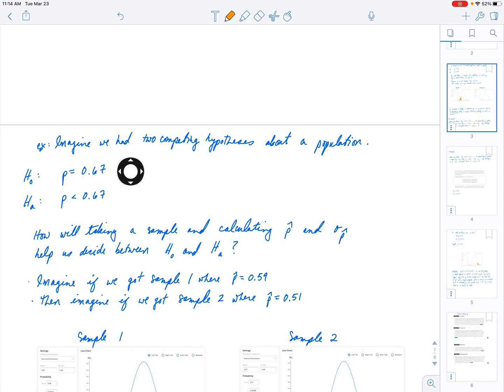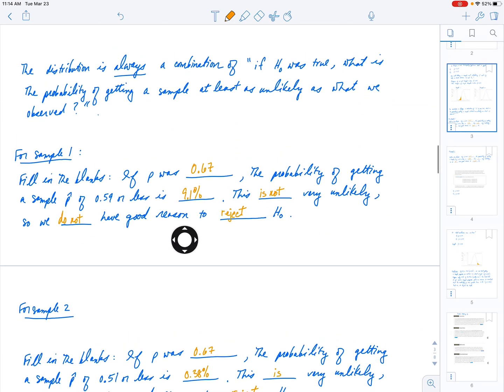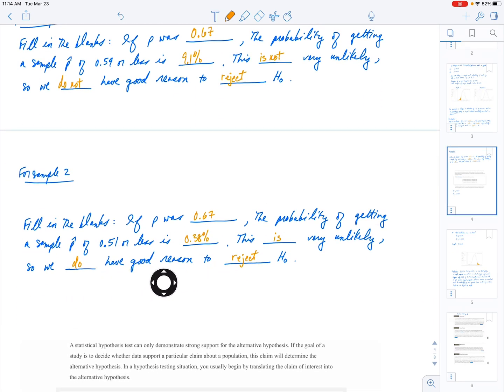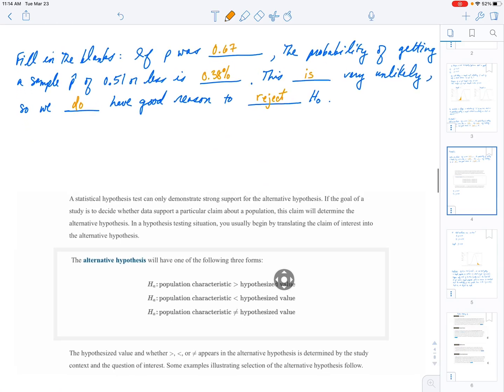And when we reject H naught, that means we have evidence to draw the alternative hypothesis, the competing hypothesis, which is that the population proportion is less than 0.67. So another way I could have said this is, we do have good reason to reject H naught, and conclude the alternative hypothesis. Because that's what happens when you reject the null hypothesis: you're saying you have evidence for the alternative hypothesis.